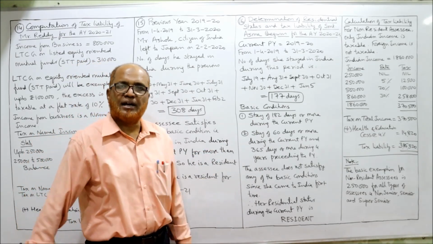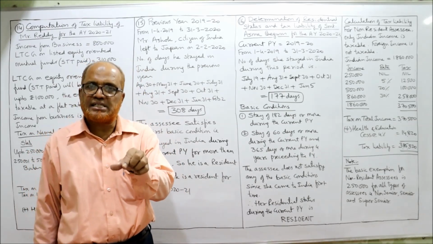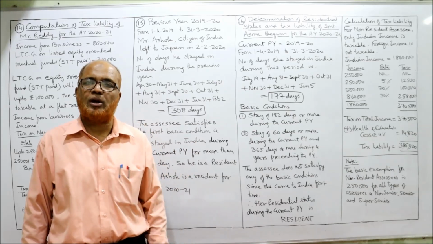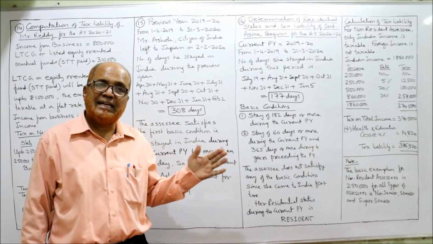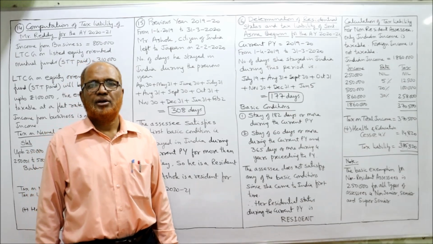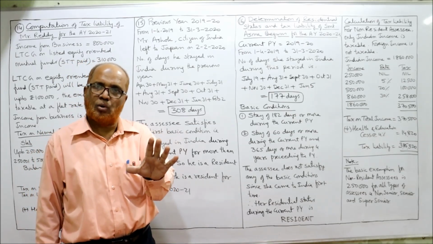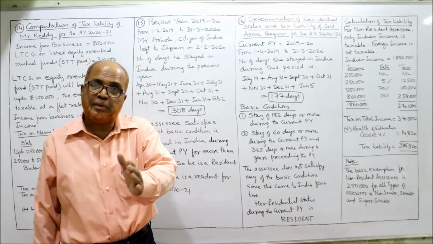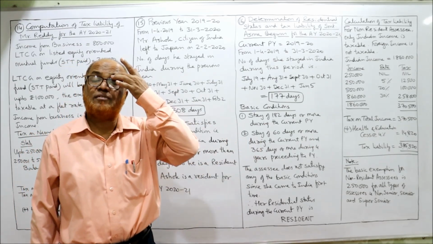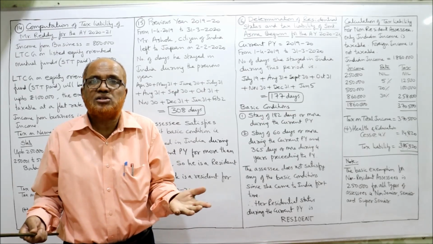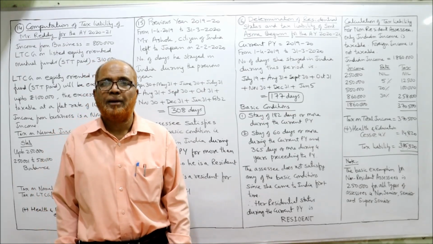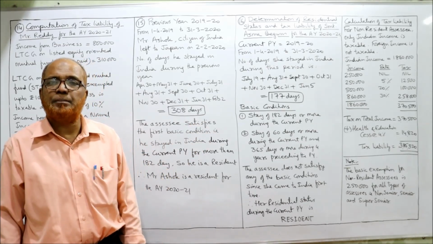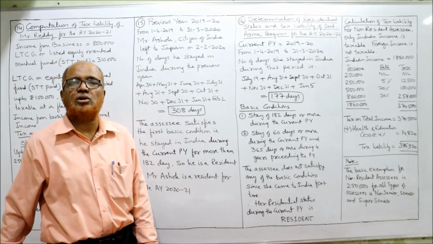The second basic condition says stay in India for 60 days during the current previous year and 365 days or more during the 4 years preceding the relevant previous year. During the previous year she has stayed for more than 60 days. But during the 4 years preceding the previous year, she must stay for 365 days in India. She has not. During the current previous year, she came to India for the first time. That means she cannot satisfy the second condition also.